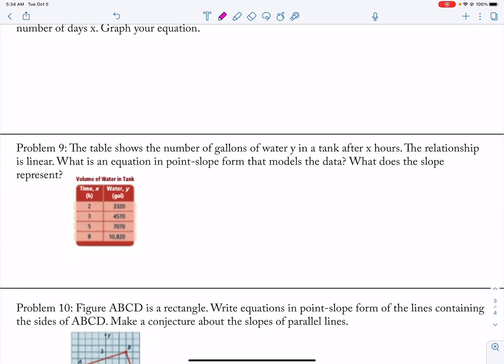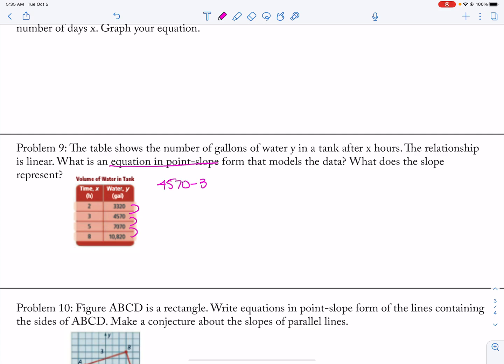This table here, we want to know if the relationship is linear. So what we have to do is figure out what the slope is between all these points and then show that the slope is the same. That would mean that the relationship was linear. And then what you want to do is write the equation in point slope form. And then we want to figure out what the slope represents.